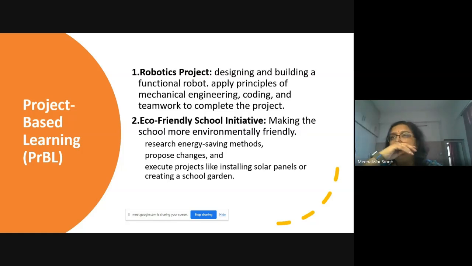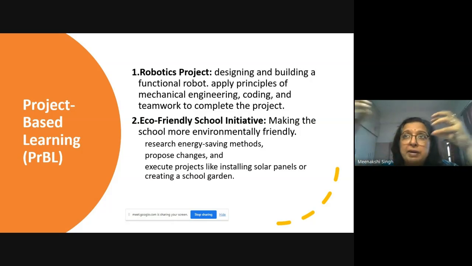Then they will have to get into where solar panels can be installed. Then they'll have to find out how much the cost of installation will be, how long it will last, what is the comparative cost benefit of this. So a lot of inputs from other areas, they will go talk, explore, find out.